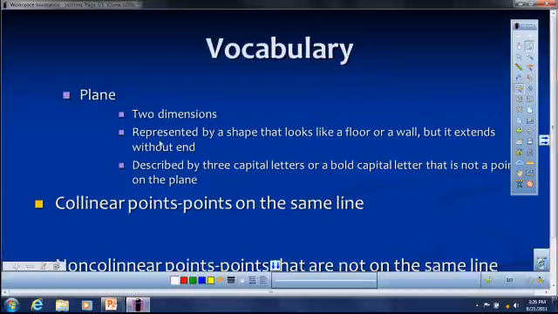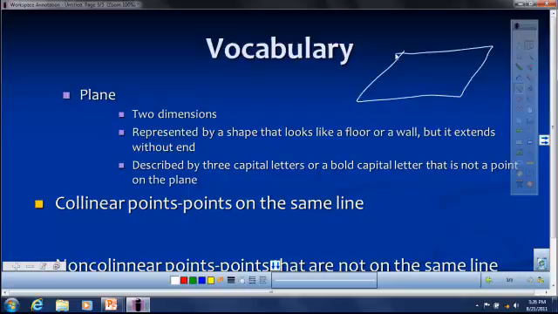is going to look like a shape that looks like a floor or a wall, but it extends in all directions without end. It has two dimensions, which means it has a length which is infinite and a width which is infinite, but it has no thickness to it, no height. So this is how you would draw a plane. It would look something like that. You can kind of see how this would look like a ceiling right here.